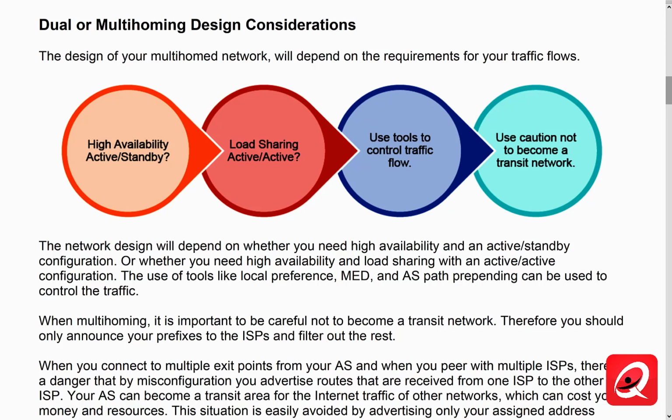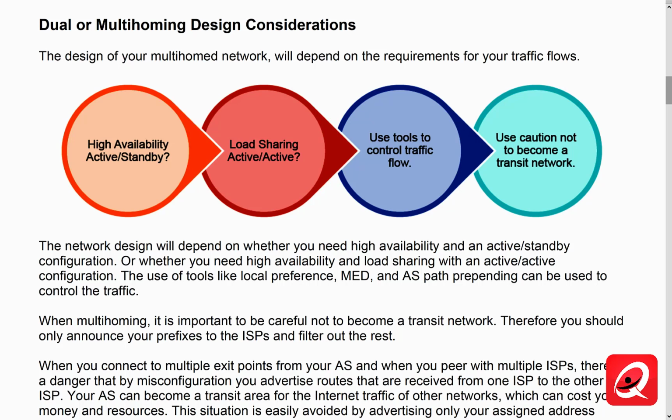The overall BGP path selection process will finally whittle down the choices to one, and it will always be one. But we can influence how those choices are made by manipulating those particular path attributes, based on creating policy. And that's what is important in this particular case. The last circle is also very important: use caution not to become a transit network.